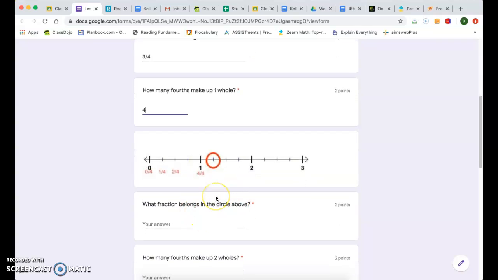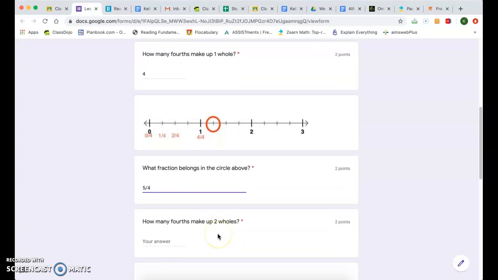What fraction belongs in the circle above? Well, if this is 0/4, 1/4, 2/4, I know this is 3/4, this is 4/4, so this has to be 5/4. How many fourths make up two wholes?